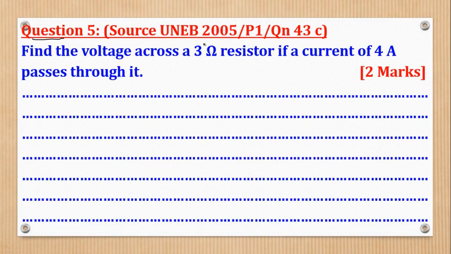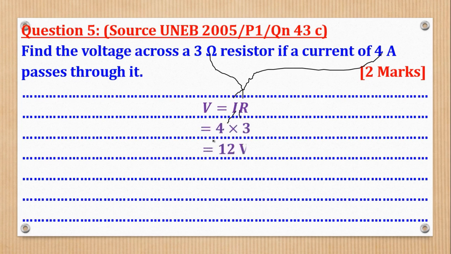Then question 5 came from UNEB 2005, paper 1, question 43C, and it says, find the voltage across a 3 ohm resistor if a current of 4 ampere passes through it. So first of all, V is equal to IR, and we know current, we know resistance. So just substitute for current and for resistance, then use a calculator to come up with the PD they want.